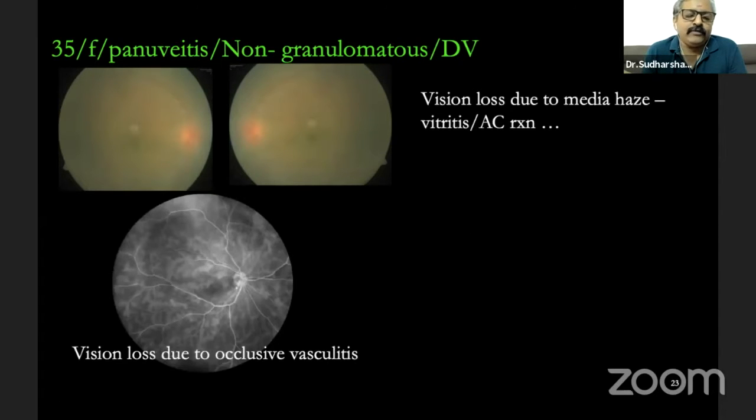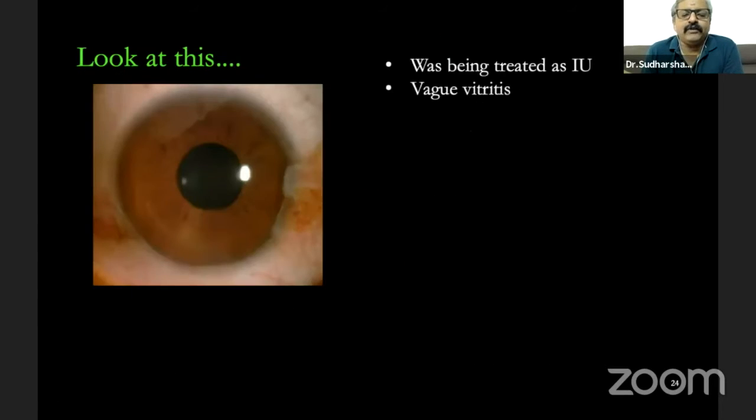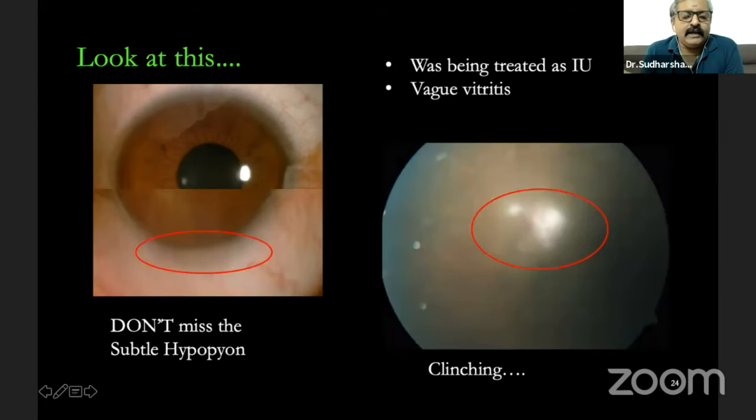But then when you do FFA, you realize that the vision loss is something more, because of the occlusive vasculitis, because of the capillary ferning. Sometimes despite treatment, it might go on to disc optic atrophy because arteries and veins are involved. So it's very important that you pick up subtle hints. For example, look at this patient. This was referred as intermediate uveitis with vague vitritis. Luckily for us, we didn't miss the subtle hypopyon and the retinal picture of this, which was clinching.